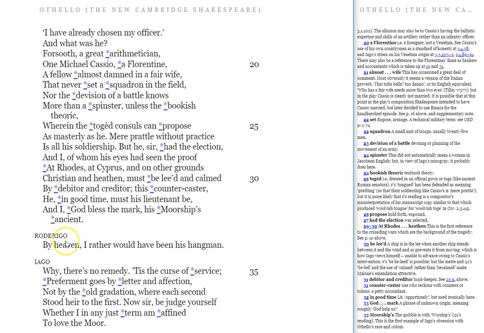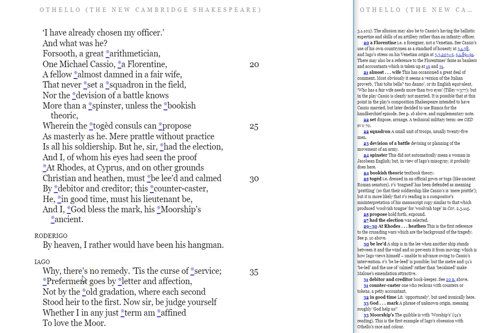And Rodrigo actually seems to go with this. He says, by heaven, I would rather be his hangman. It's almost like he's gone with Iago's line and he's in with Iago now, and he's saying, yeah, I mean, God, I'd rather have killed him. Let's kill him, sort of thing. Although not literally, as you'll see. Rodrigo's actually pretty wet.